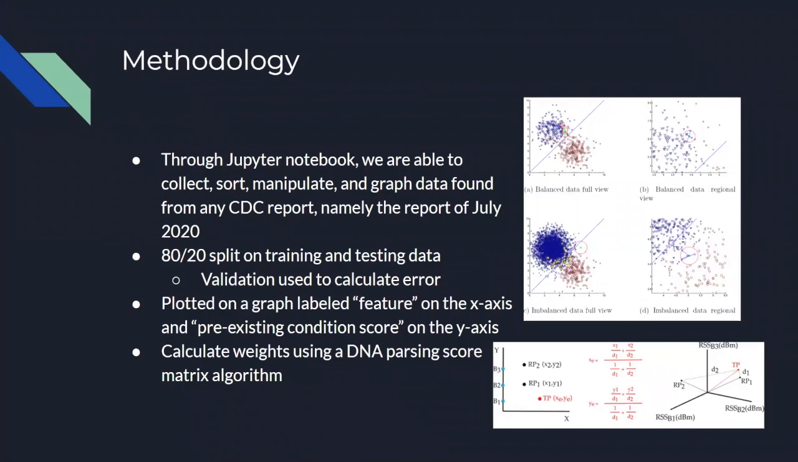We used an 80-20 split on training and testing data with more than 5,000 overall patients. Validation was used to calculate error to further enhance our accuracy. We represented the data by plotting on a graph labeled feature on the x-axis to represent the symptoms that we are testing for, and percent corrected on the y-axis to represent the score of each symptom accordingly. Finally, we calculate weights using a DNA parsing score matrix algorithm.